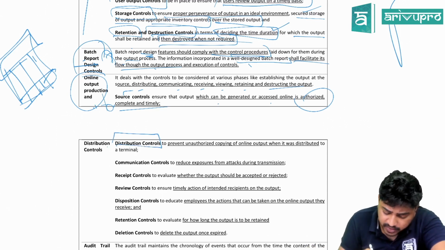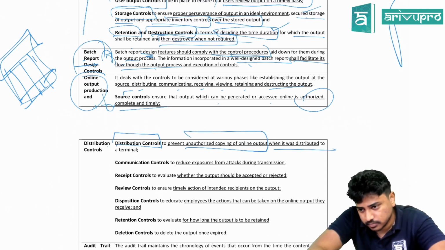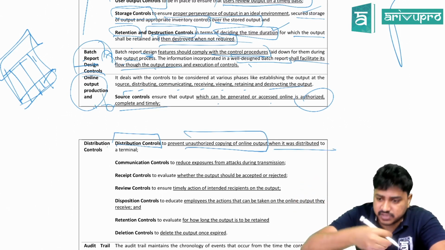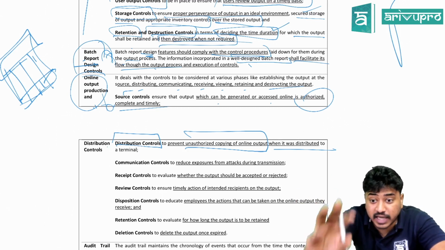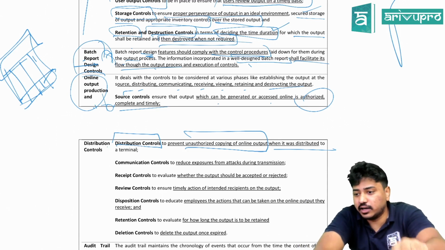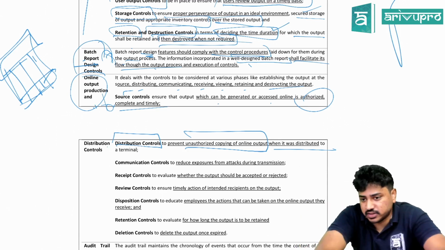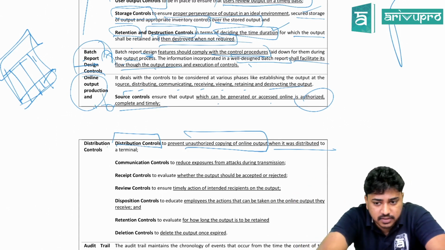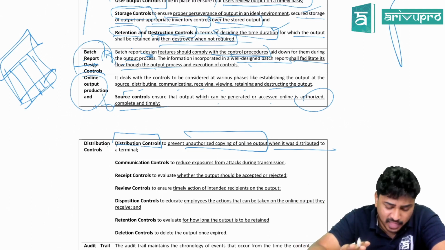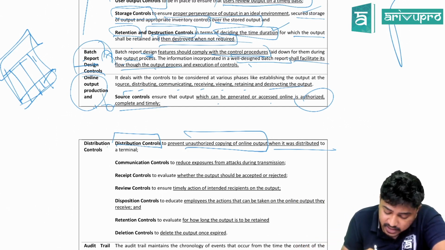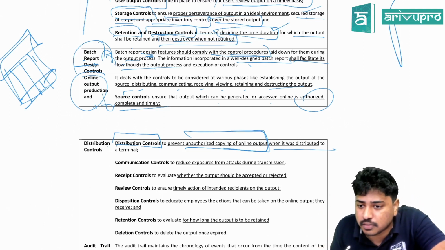Distribution control, to prevent unauthorized copying of online output when it's distributed to the terminal. Let's say I am sending a document; certain things will ask for a password, or can only be viewed in Google Drive. When you give your friend a document, you want to give only view access, correct? You will not give download access, because he should not download and keep it, if it's an important file. So prevent the unauthorized user from copying the online output when it is distributed.